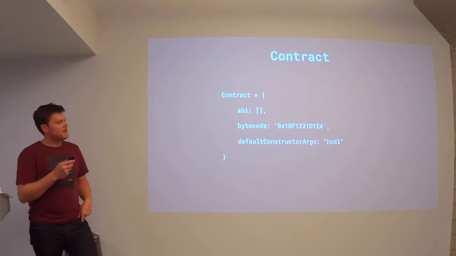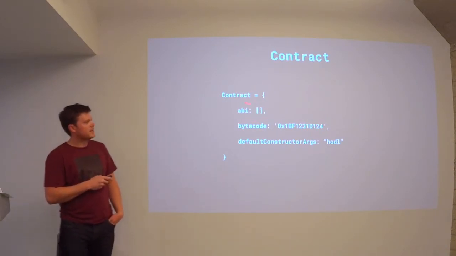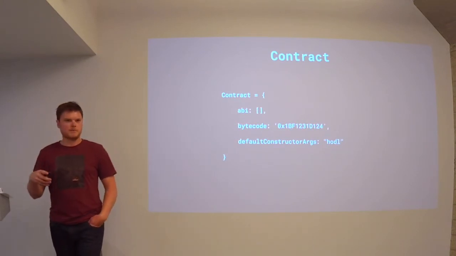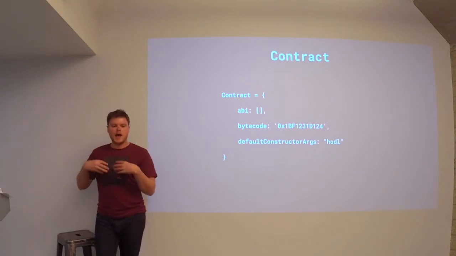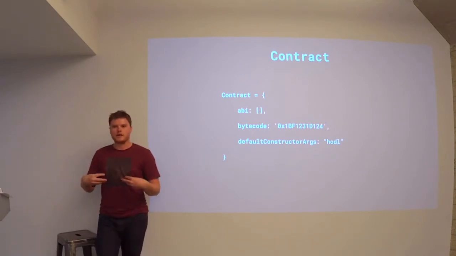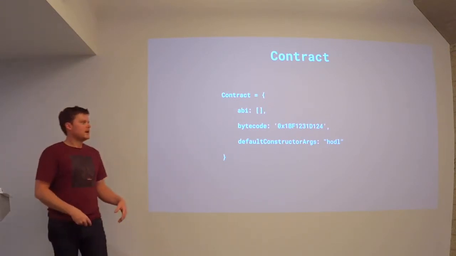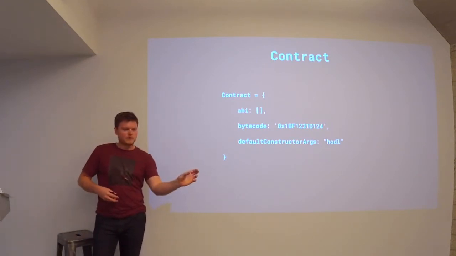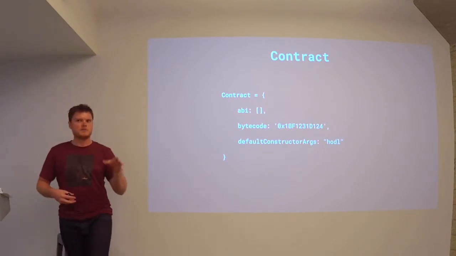And lastly, I have a contract object which actually has the ABI, or the application binary interface, which lets web3.js know how to interact with the contract. Because otherwise, the contract is just binary. I mean, it's hexadecimal, but it's binary. It doesn't know what binary part matches up with a human readable name, which is the function name in Solidity.